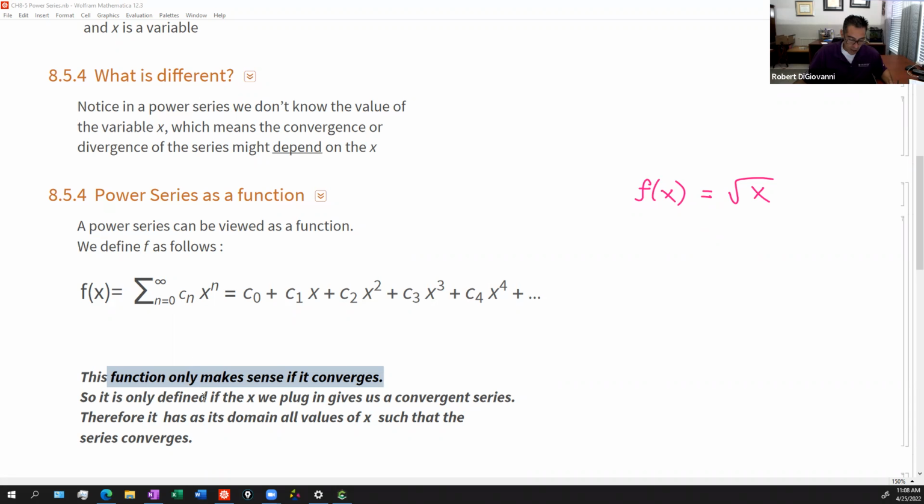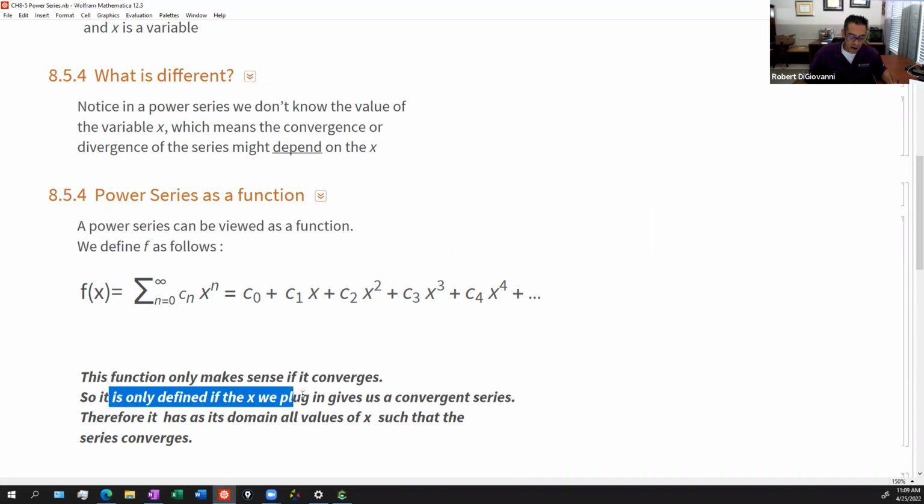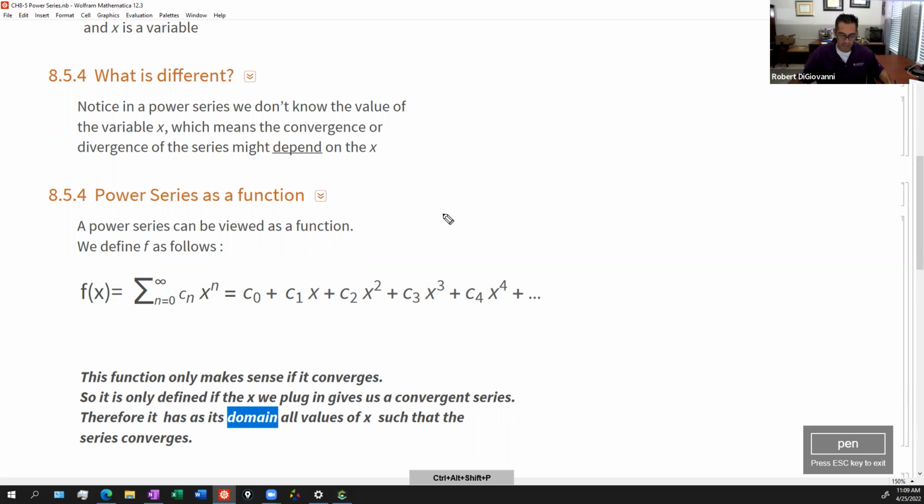So again, I'm just drilling this in here. It's only defined if we plug in certain values of x that make the series converge. Therefore, it has a domain, all right? This function will have a domain. And the domain of that power series function are the values of x which make it converge, all right? Is this all making sense abstractly? Any questions up to this point? Okay.